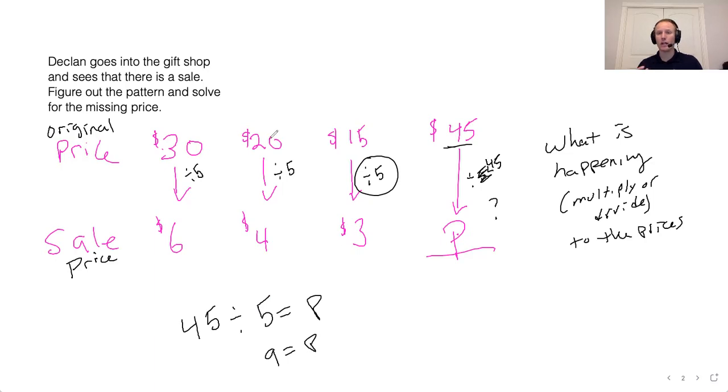At first, they're just going to look like a bunch of random numbers, but I promise you that there is something in common with them. It's either multiplication or division that's happening to them to turn them from one thing to the other. And once you figure whatever that is out, you just apply it to whatever the last thing is. And that's how we solve problems like that.